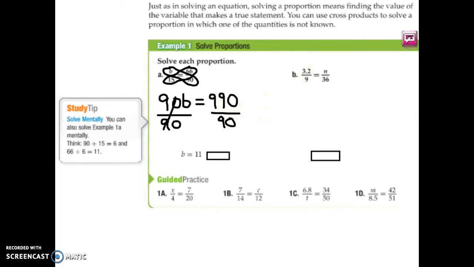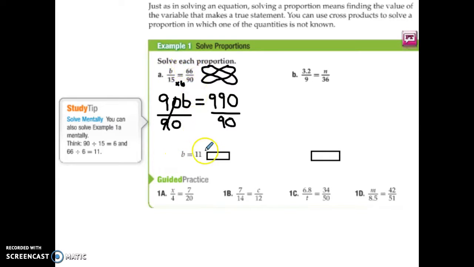If I go over here, 3.2 over 9 equals n over 36. Let's do this mentally. You see this study tip over here, you can solve example 1a mentally. If I look at 1a, let me move these butterfly wings here. 15 to 90, these ratios are equal. To go from 15 to 90, I take 90 divided by 15, that's 6. So to go from 15 to 90, I have to multiply by 6. So I ask myself, what do I have to multiply this by to get to 66? Well, 11 times 6 is 66.